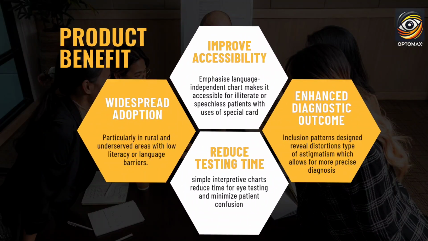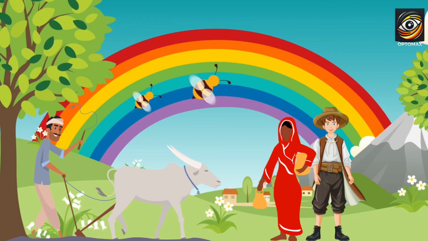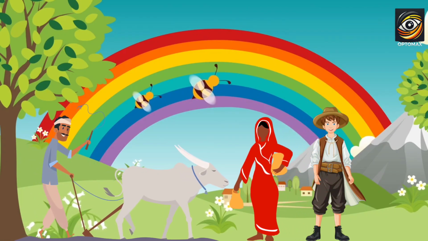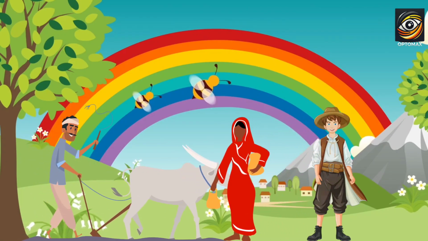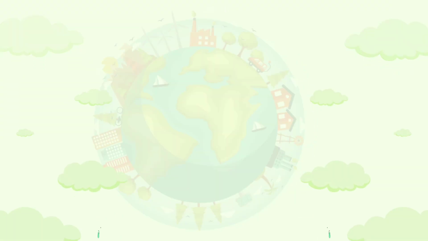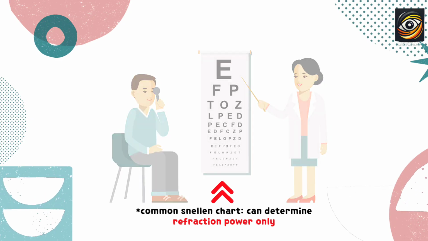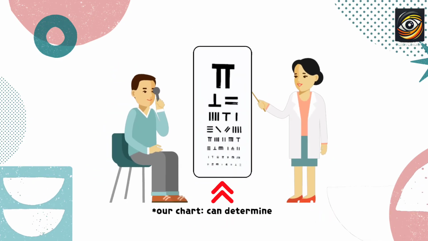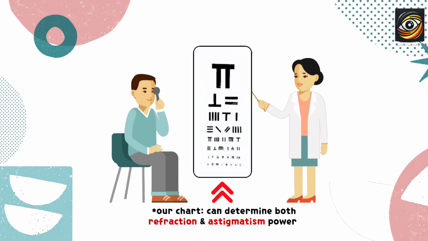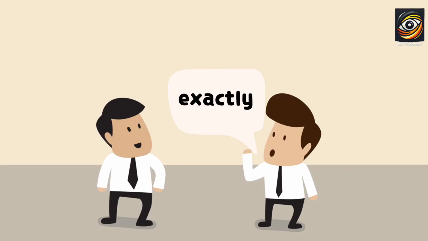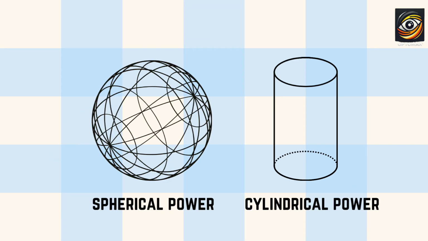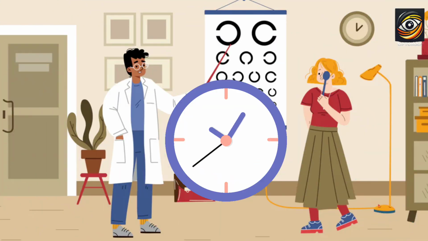It's so amazing. This visual acuity chart can be used to determine the eyes' refractive power of the residents in the rural areas. It is universal. Yeah, absolutely. Wait, if I'm not mistaken, the visual acuity chart that I used before can only help to determine refraction power, but this chart can also help to determine the astigmatism power. Exactly. Our visual acuity chart can be considered 2-in-1 as it can be used to determine spherical and cylindrical power simultaneously. In other words, the eye examination time spent will be less.